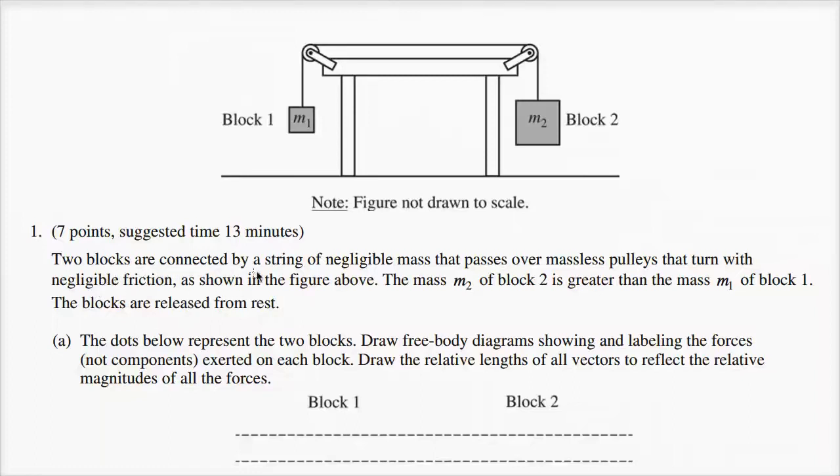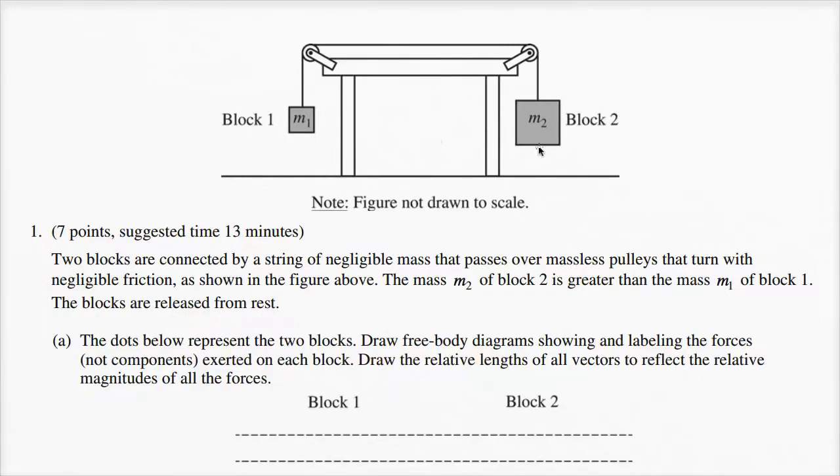Two blocks are connected by a string of negligible mass that passes over massless pulleys that turn with negligible friction, as shown in the figure above. We see that there. The mass M2 of block 2 is greater than the mass M1 of block 1. The blocks are released from rest.